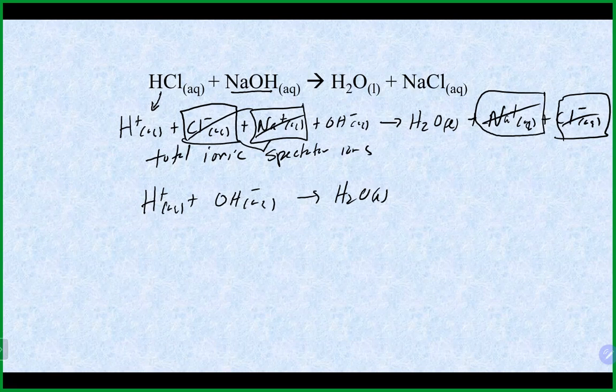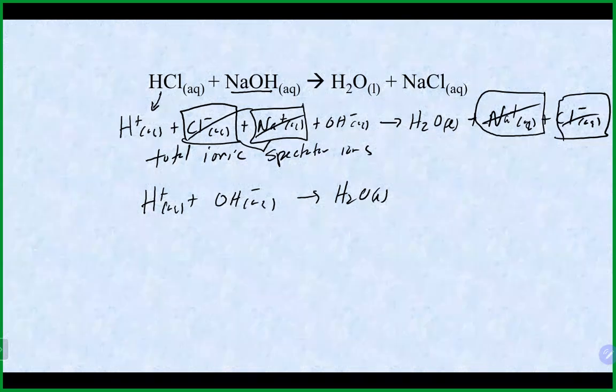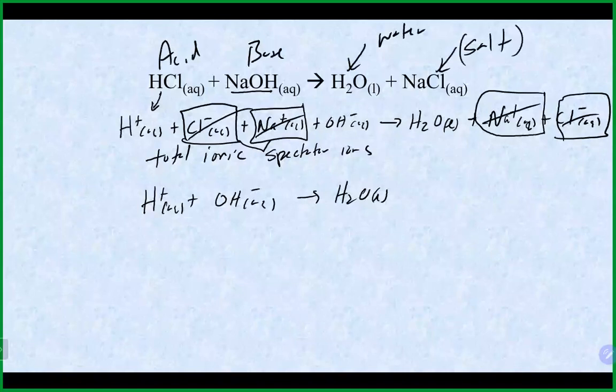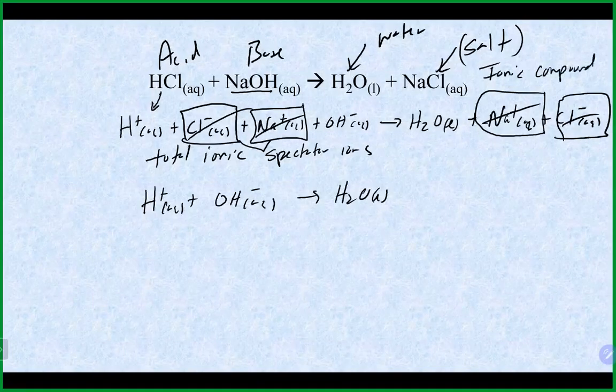Whenever you take a strong acid and strong base together, you got an acid, you got a base, you always make water. And you always make what is referred to as a salt. And a salt is just an ionic compound. So you always make sort of salt and water in this case.